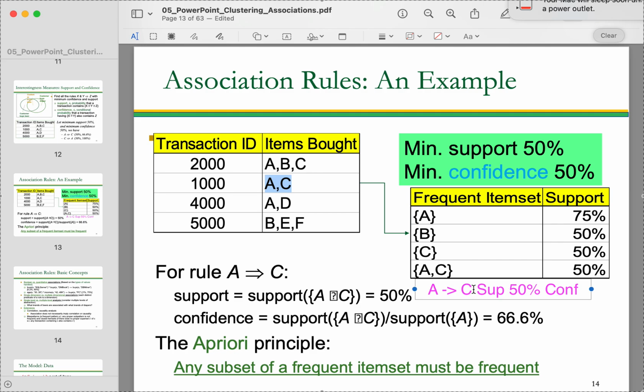Now the question is, what is the confidence for this rule? If we have A, how many times do we also have C? Well, A happened 3 times, while A and C happened 2 times. So it will be 2 over 3, or 66%.